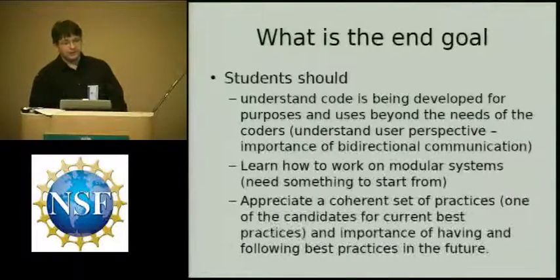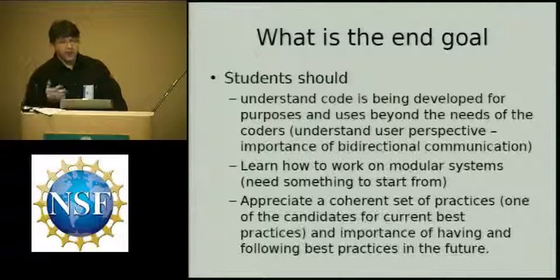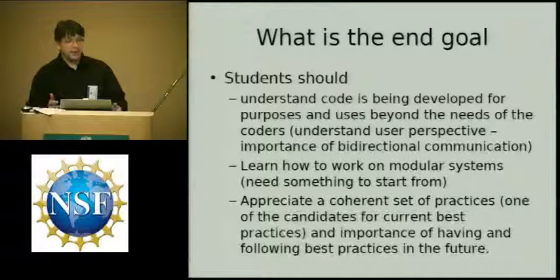So the end goal is we want to produce students who have a certain set of skills who can help produce long-term sustainability in terms of science software. So understanding the code is being deployed for purposes other than the needs of the people who are writing the code, right? I mean, the underlying thing is science. We all want to produce better science, and software is just one mechanism to get there.